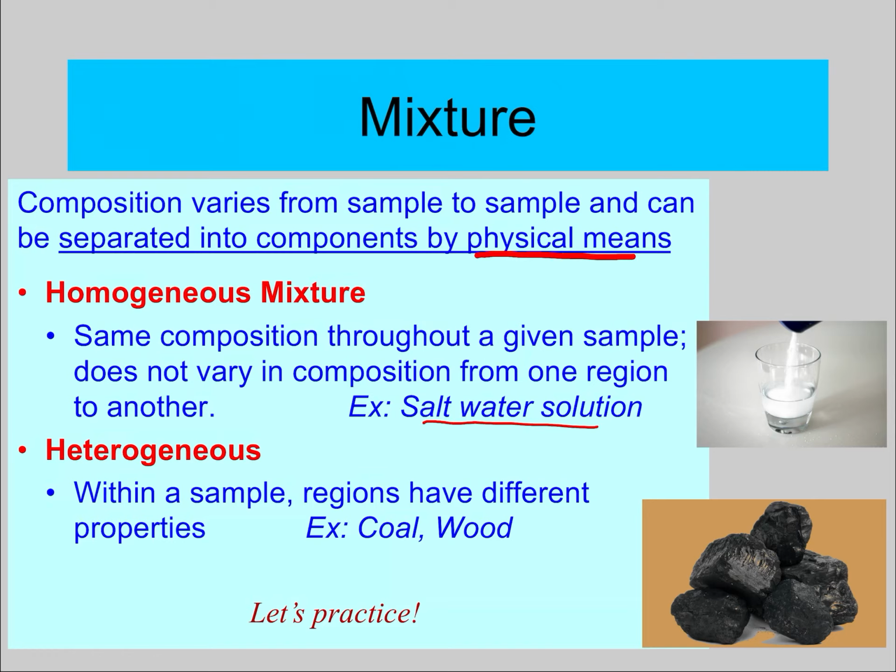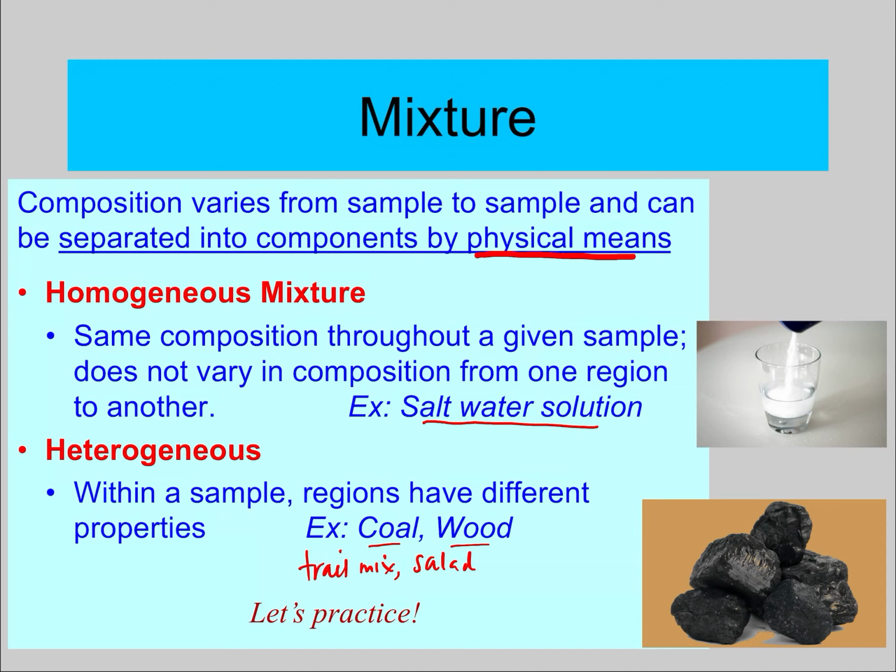Now, the other type of mixture is a heterogeneous mixture, and this is where within a sample you have regions that have different properties. Some examples are coal and wood. I would say you could also think of trail mix or a salad. I love Olive Garden salads, but I do not like black olives, so I pick those black olives out each and every time. If you got a scoop of the salad, somebody might get no olives and somebody else might get 10 olives. It's not uniformly mixed, but it's no problem because I can separate it by physical means.